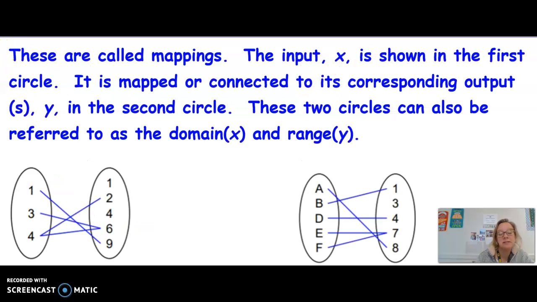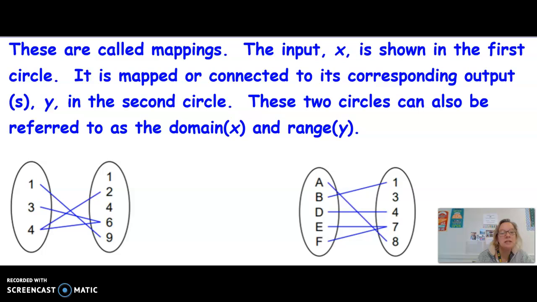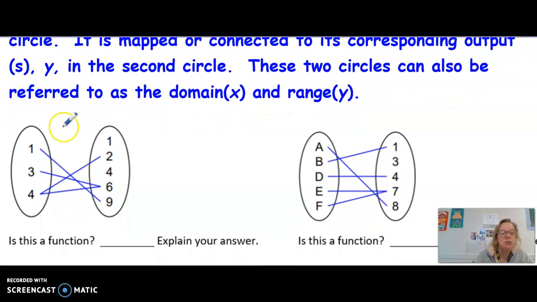These are called mappings. So your input x is shown in the first circle, and it is mapped or connected to its corresponding output or outputs y in the second circle. You may also hear those referred to as domain and range. So I'm looking to see, is there any one x that's being mapped or paired with two different y's? If we have the same x being paired with two different y's, so more than one output for that input, then no, that is not a function.